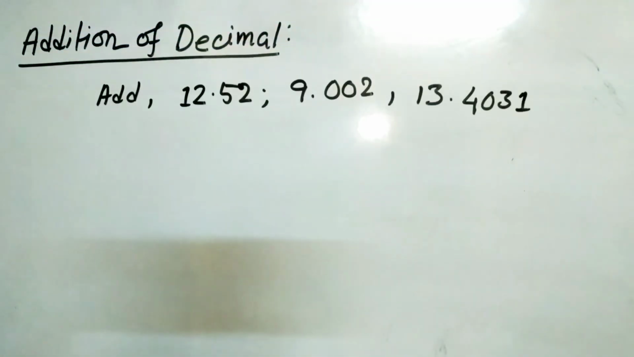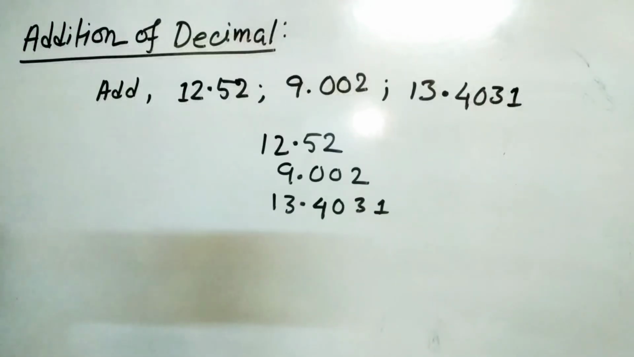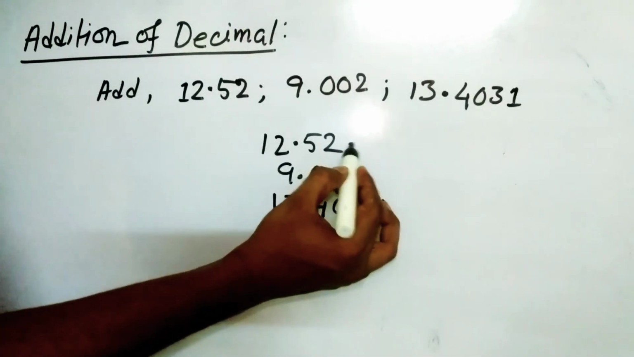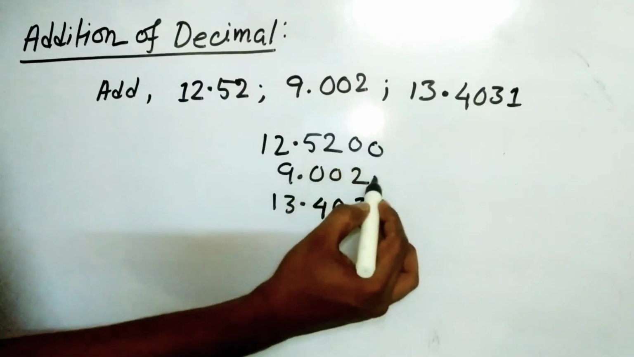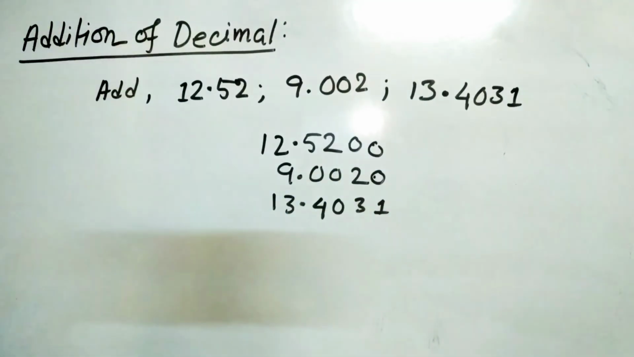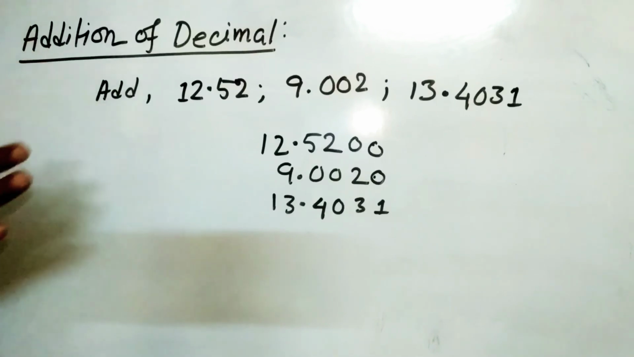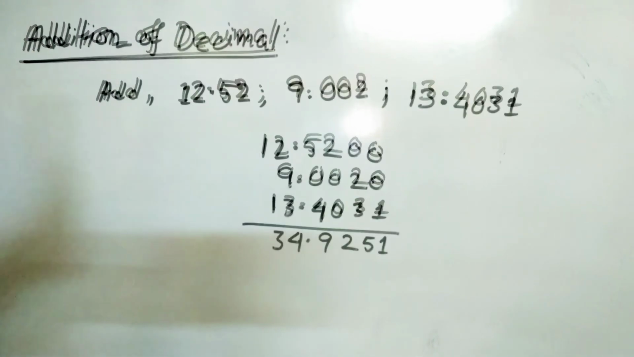Let's go for addition of decimal. Here we have to add 2.52, 9.002 and 13.4031. What you have to do is write the numbers in a column in such a way that the points are aligned, and here these places are vacant. For these places you can put zeros to make them like decimals. After that you will add in the normal method. So here is the result.